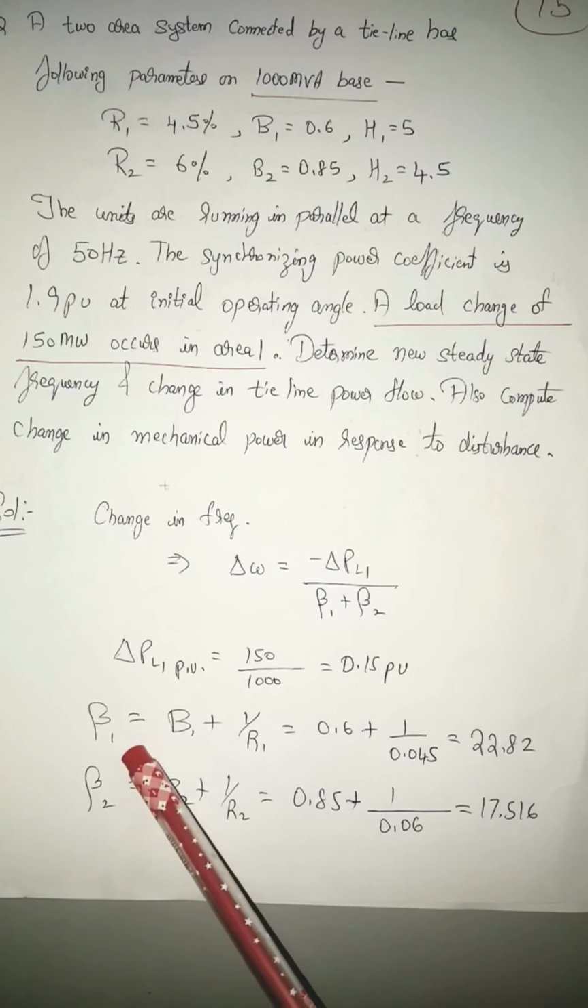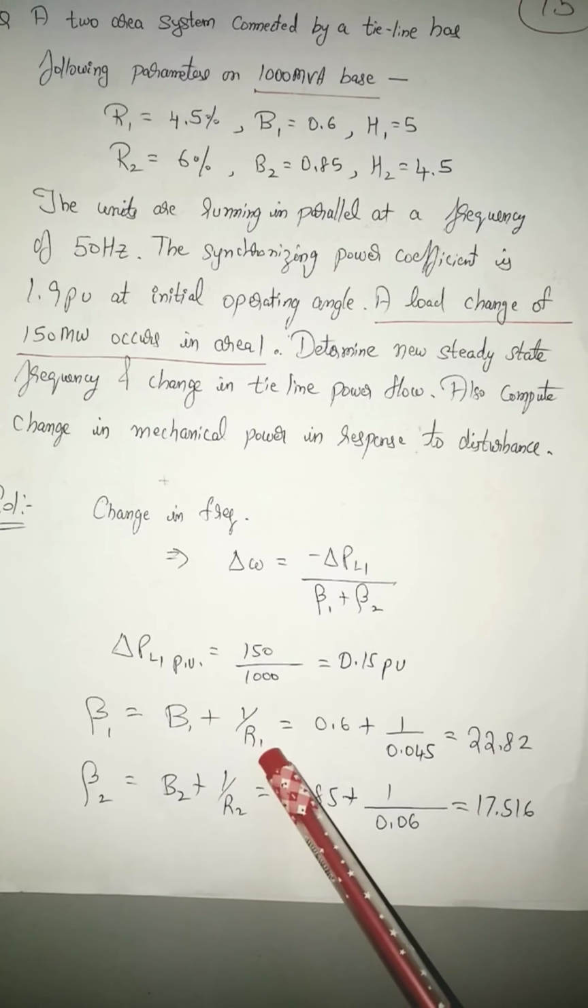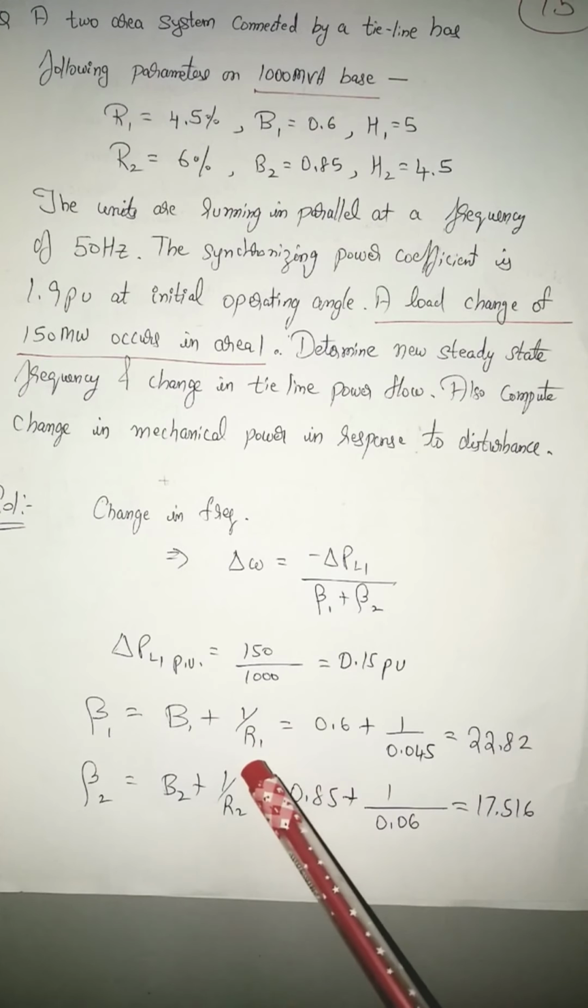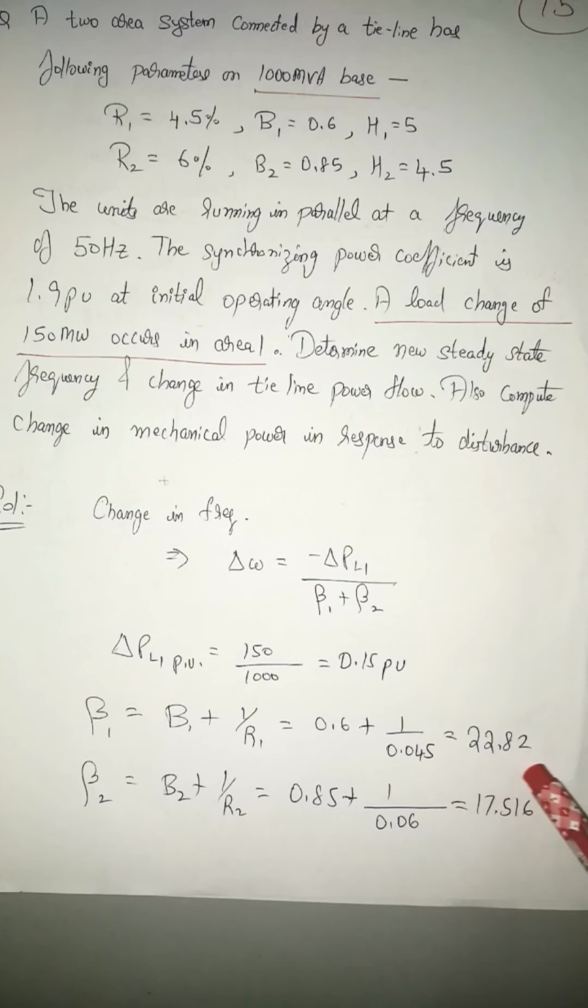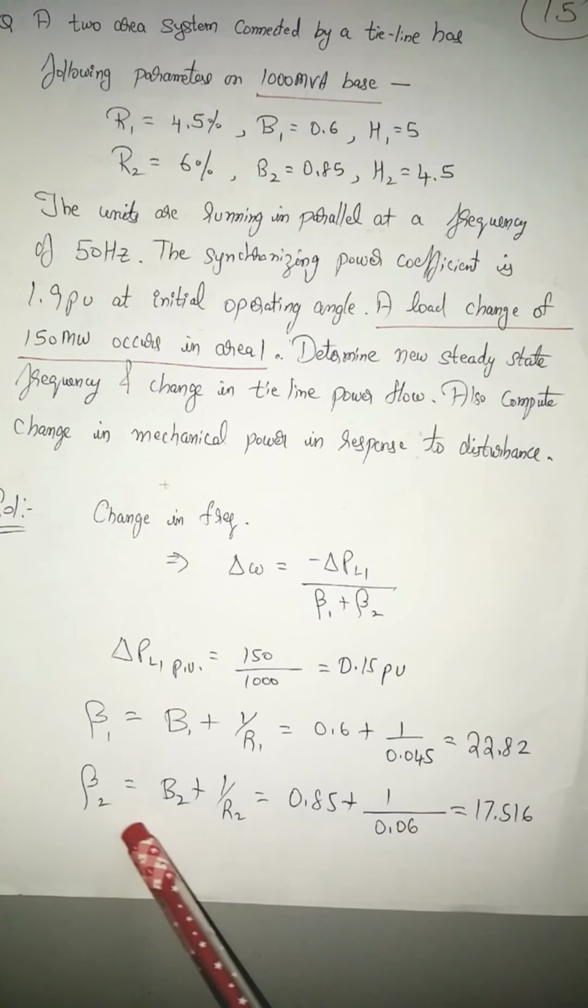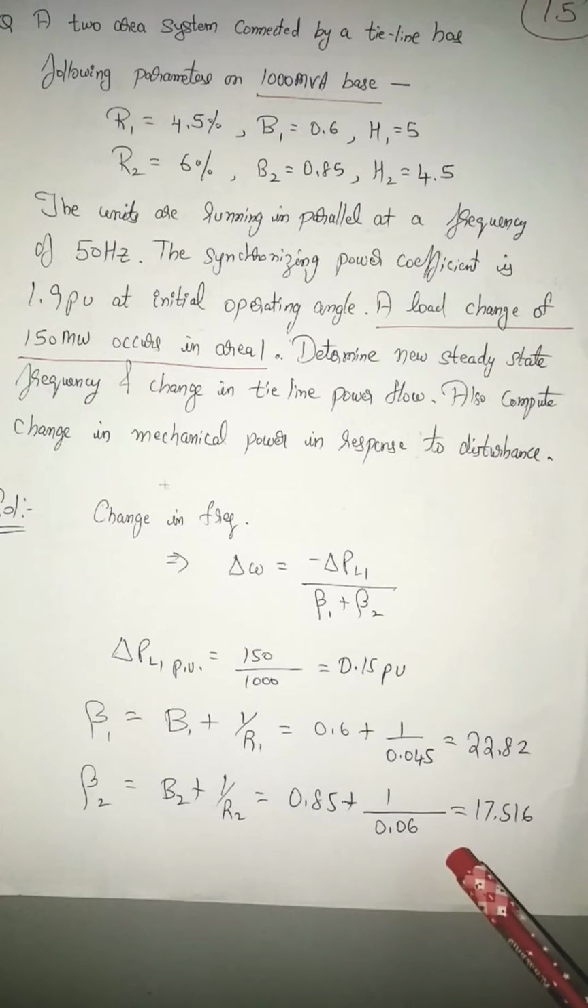And beta 1, by formula, is B1 plus 1 by R1. B1 is given as 0.6, R1 is given as 4.5%, which is 0.045. You will be getting 22.82. Similarly, I will be calculating beta 2 for the second machine.